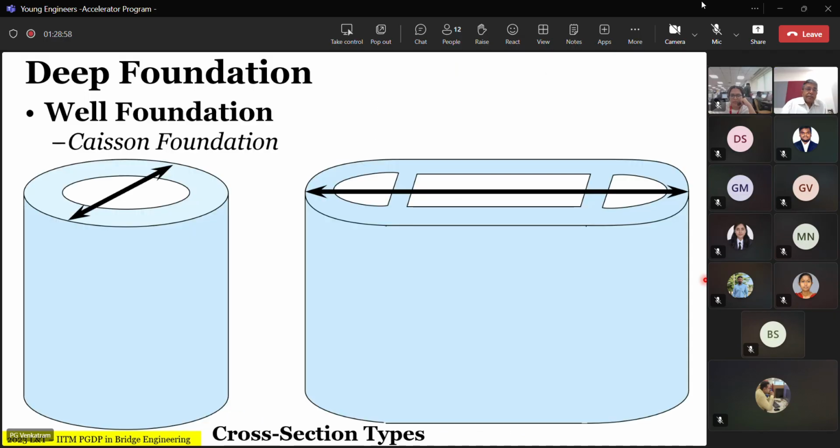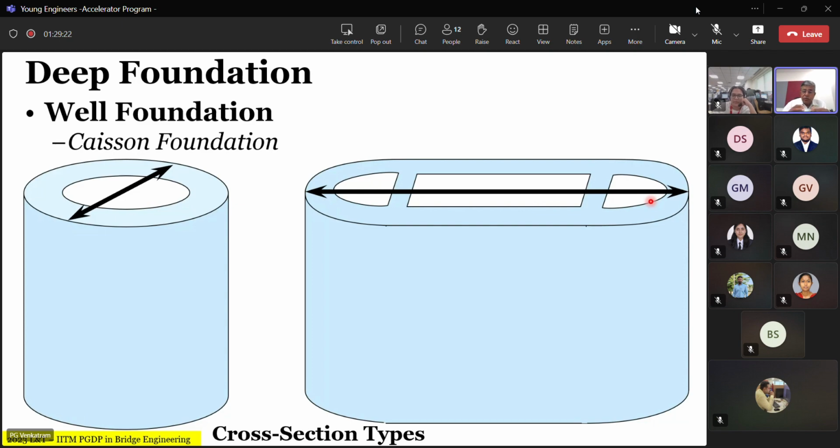Okay. Then you have different shapes possible. This is a pure circular one. And this is an oblong one, sometimes called double D because there is a D here and a D here. Sometimes they have 3 chambers. Sometimes they have only 2 chambers, 2 Ds together.